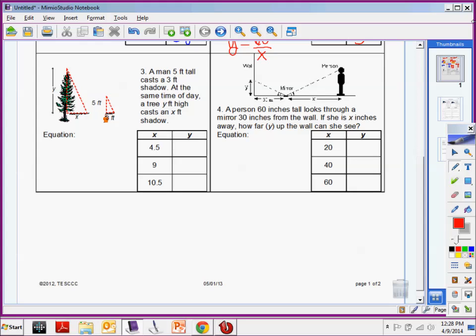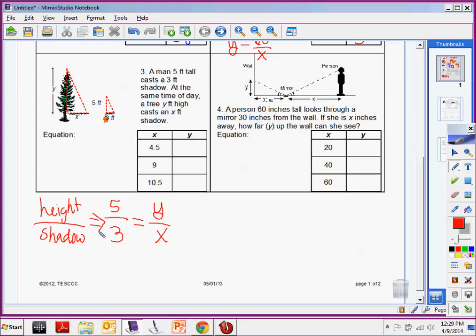So what this tells me is that there's a relationship between your height and your shadow. For the man, what's his height? 5. And what's his shadow? 3. So if I wanted to find the tree's height, what's the tree's height? Y. And what's the tree's shadow? X.